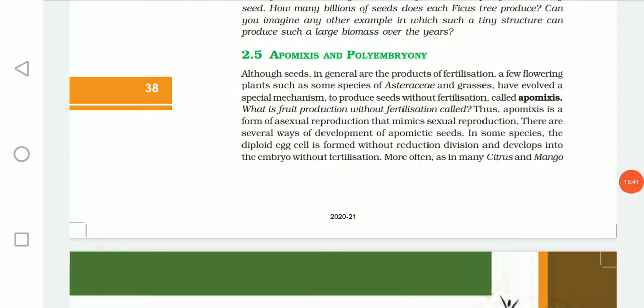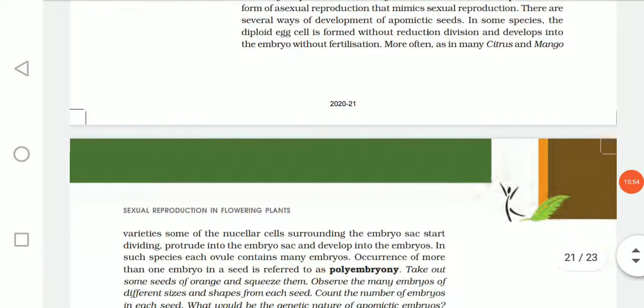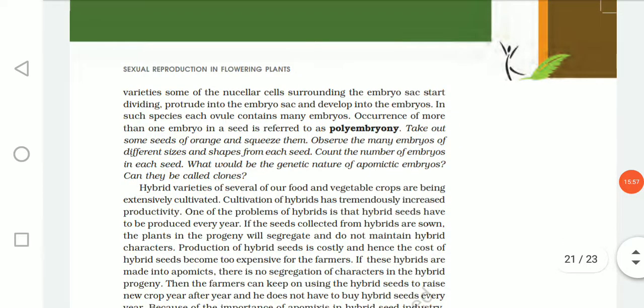So there are several ways of development of apomictic seeds. In some species, a diploid egg is formed without reduction division. So these develop into an embryo without fertilization.